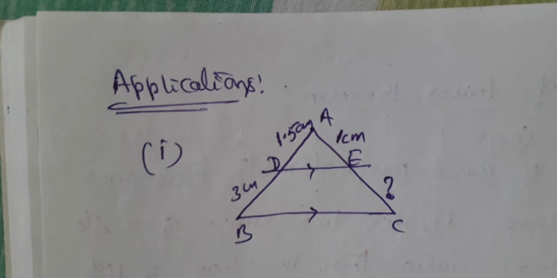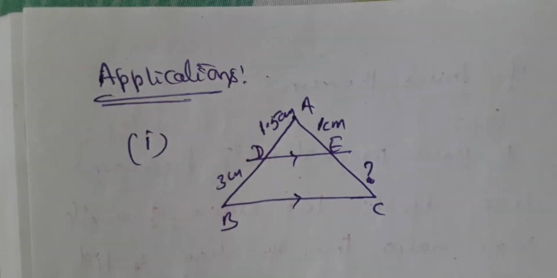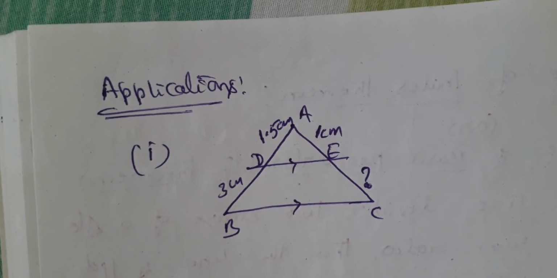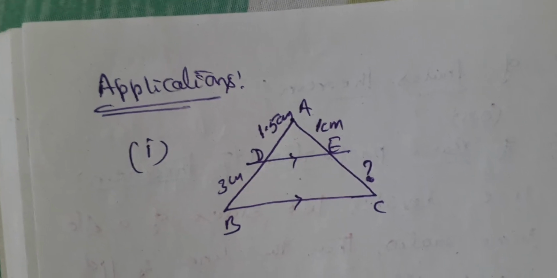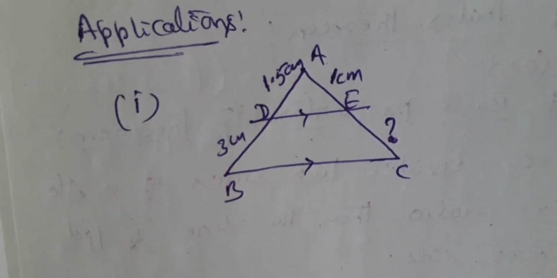Now, applications of basic proportionality theorem. Applications means how it can be applied, what we can find, and how we can solve the problems. So now observe this problem. You have a triangle ABC.